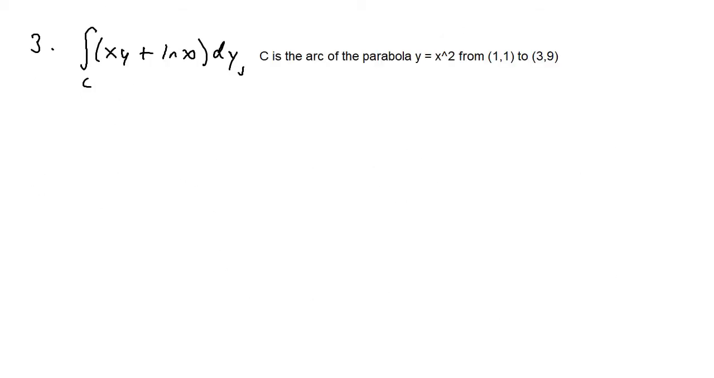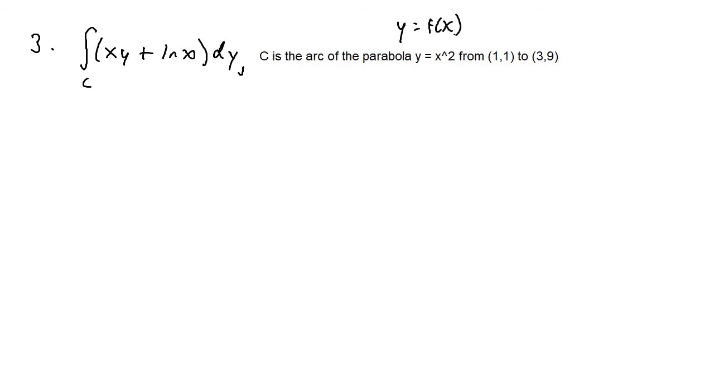So now for number 3, we have the integral along C of x times y plus ln x dy, and given that C is the arc of the parabola y equals x squared from the points 1, 1 to 3, 9. So realize that instead of ds, we're given dy, and instead of parametric equations, we're given that y equals some function in terms of x, so y equals f of x.